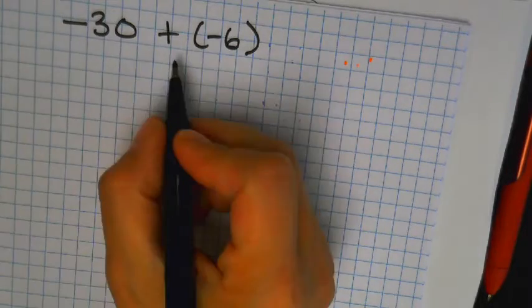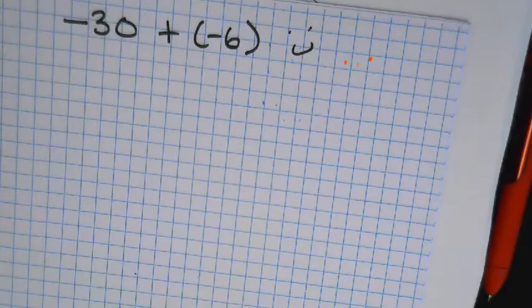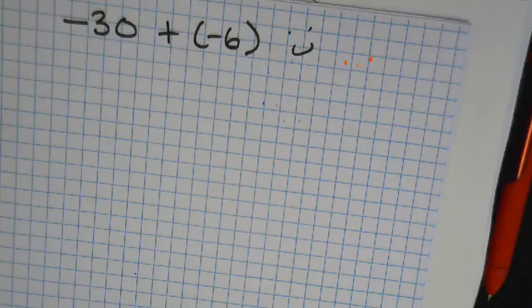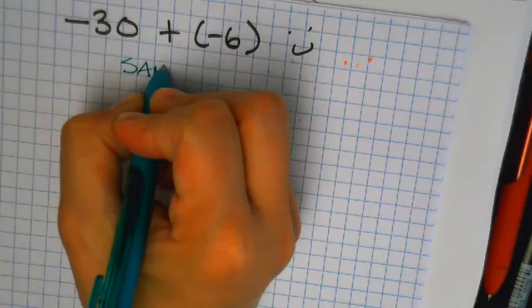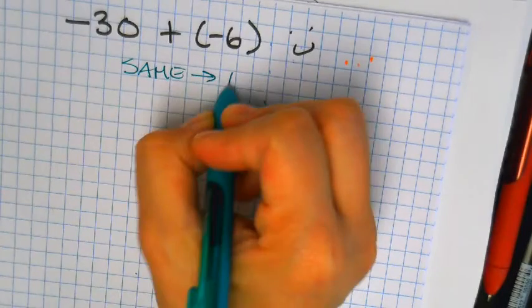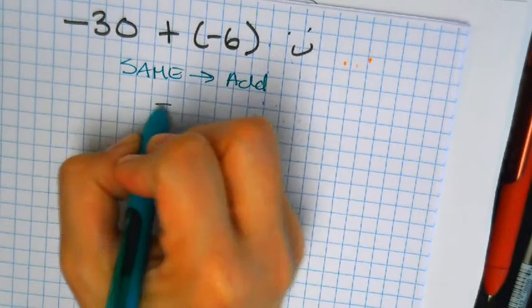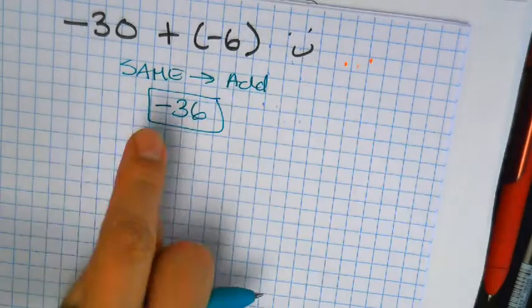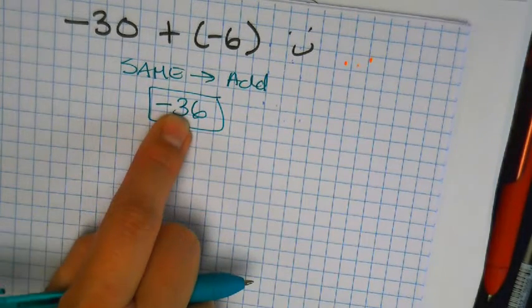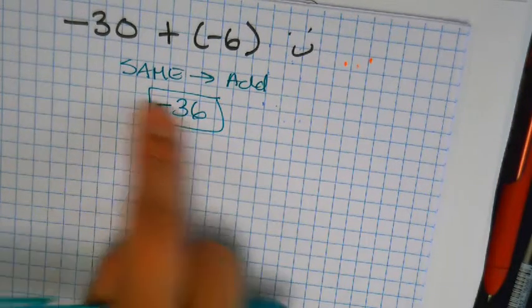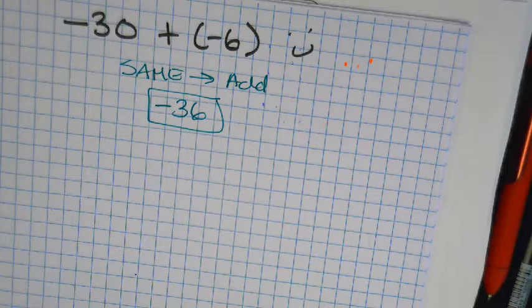It's addition, so Miss O'Malley's happy. Are they the same or are they different? The same, so you're going to add them. So if they're the same, we're going to add. So it's negative 36. Notice it's still negative, right? This is when we used to draw the little tiles, a bunch of negative tiles. It was good times back then. We were so young.